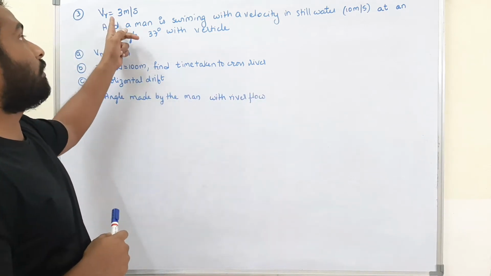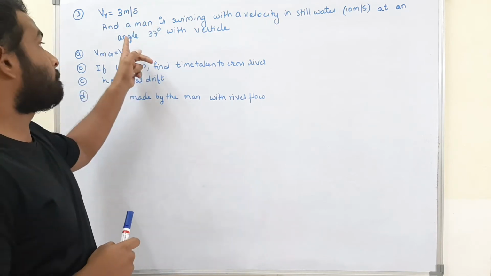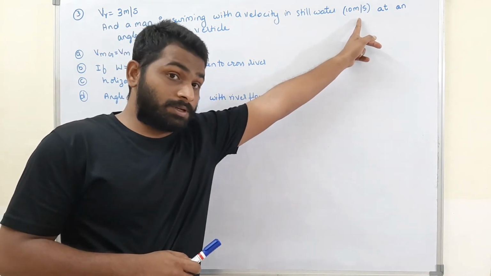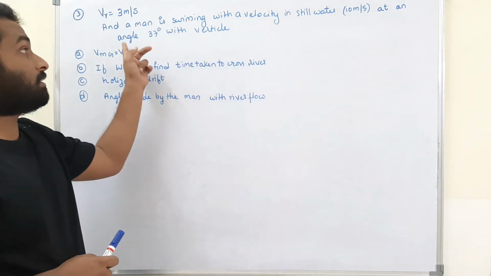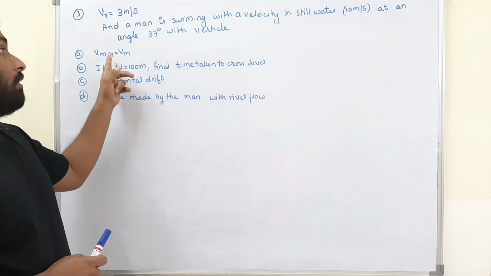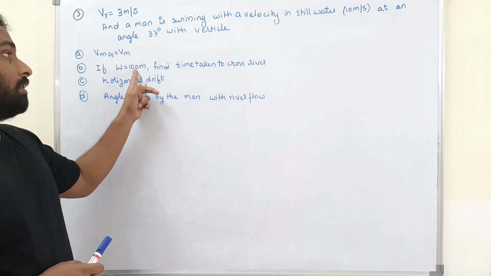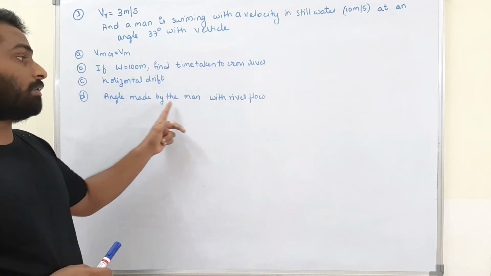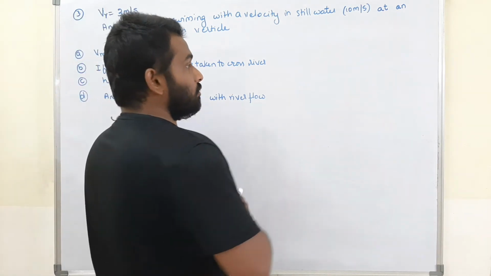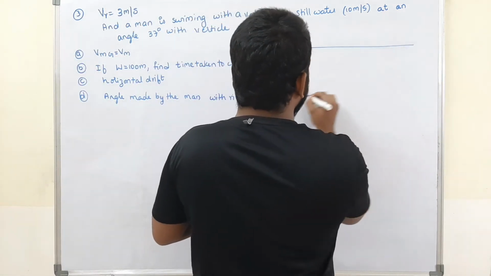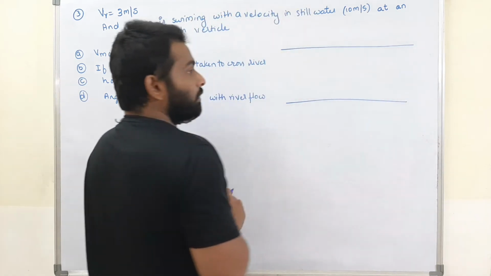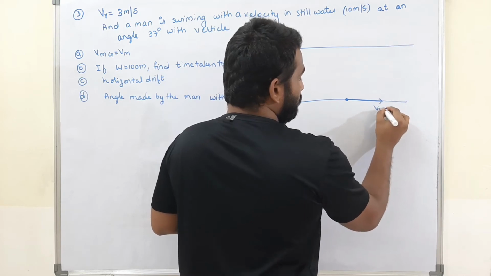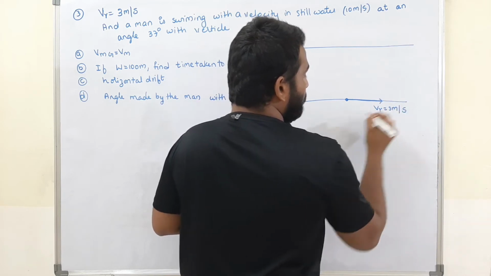Read the question. The velocity of the river is 3 meters per second, and a man is swimming in still water with a velocity of 10 meters per second, at an angle 37 degrees with vertical. Now they have to find the velocity of man. If the width of the river is 100 meters, find the time taken to cross the river, the horizontal drift, and the angle made by the man with river. Now see the question, it is very important. This is the river. This is the velocity of river, that is 3 meters per second.